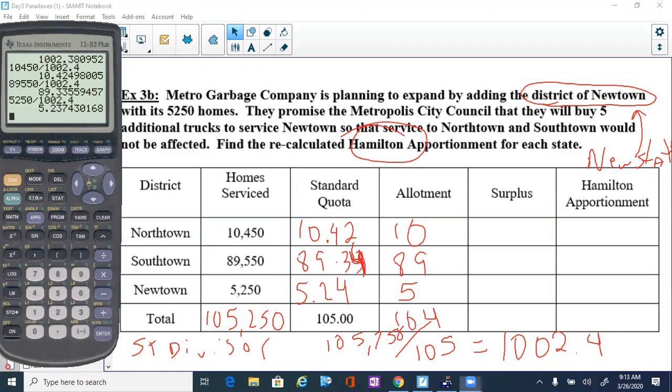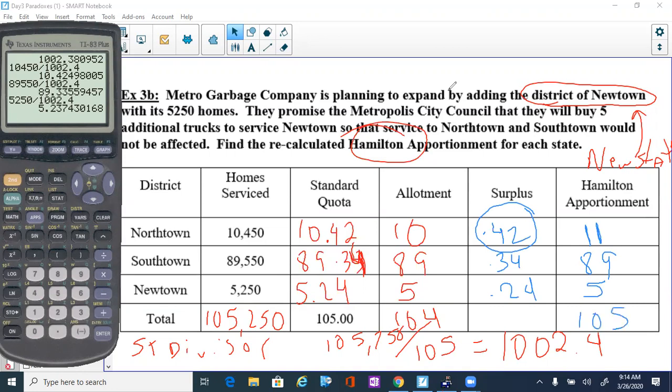Now we look for that surplus, because Hamilton says we give the extra to the one with the highest decimal. So we get 0.42, we get 0.34, and we get 0.24. So we go to the highest decimal, which is 0.42. So Northtown gets that extra truck, which means that Northtown is now going to get 11. Southtown goes to 89, but Newtown gets 5. That does bring us to 105.